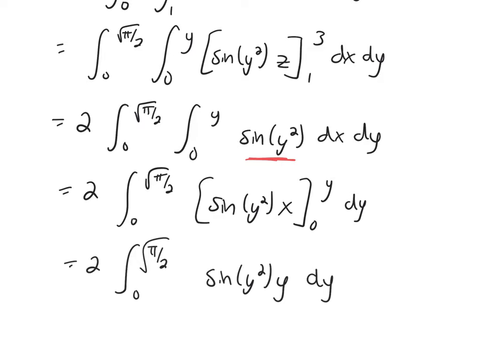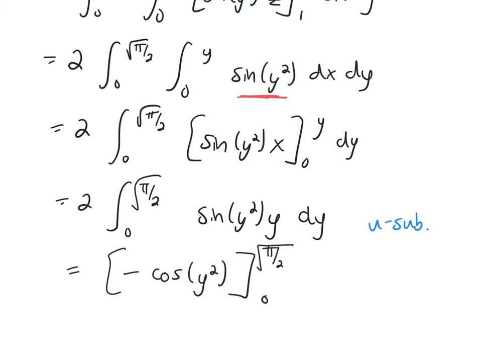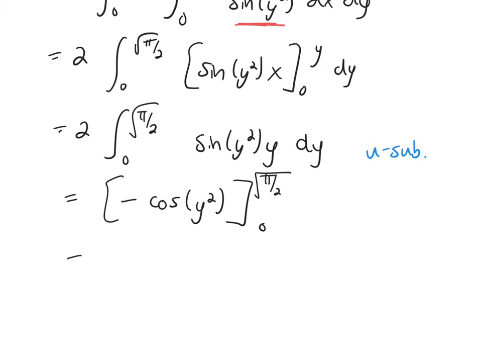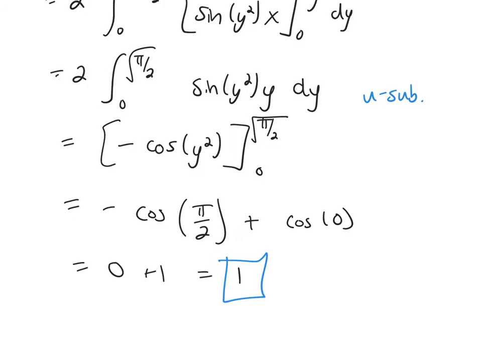And now you can get away with doing a u substitution here. So if you did your u substitution, you'll get a minus cosine of y squared here. So I get minus cosine of pi over 2 minus, it'll become plus cosine of 0. Cosine of pi over 2 is 0, but cosine of 0 is 1. So my final answer is 1 here.